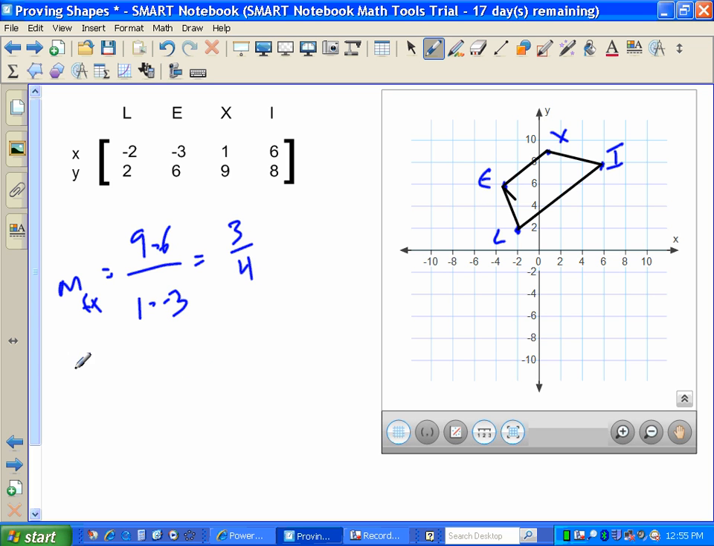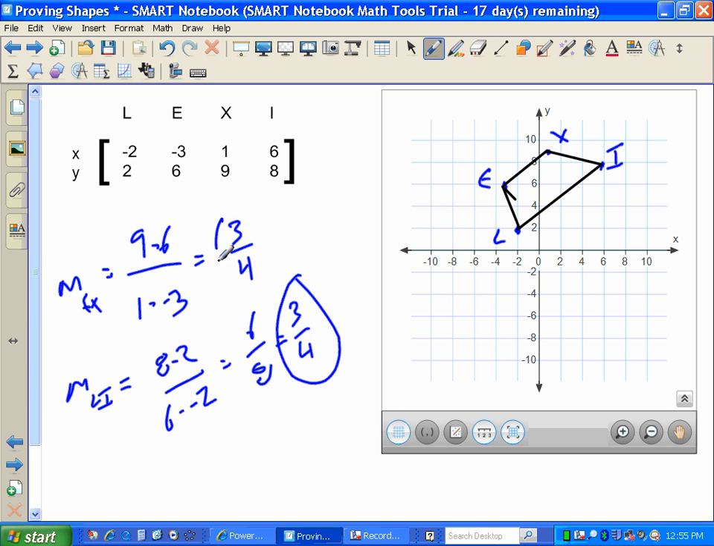Okay, and then we'll do the slope of LI. And the slope of LI is, let's see, 8 minus 2 over 6 minus negative 2, which gives me 6/8, which is the same as 3/4, which means that Lexi is indeed a trapezoid. Okay, there's something you've never heard anyone say before, that Lexi's a trapezoid, but you heard it here first. That's it. We're proving things.